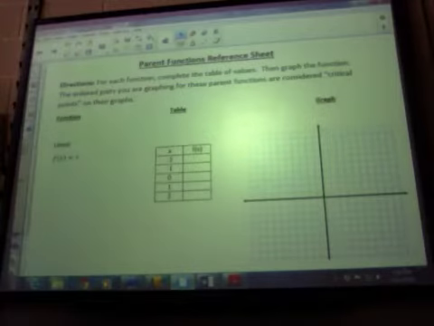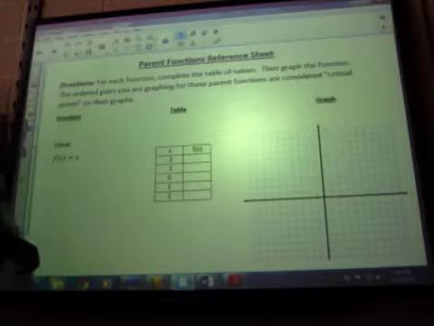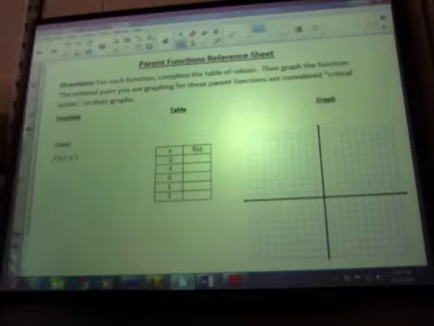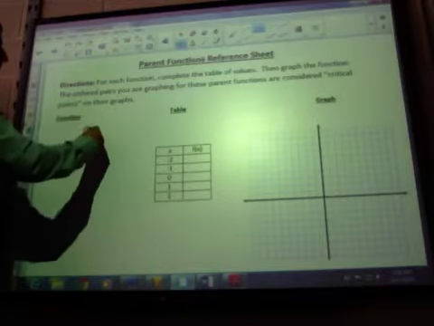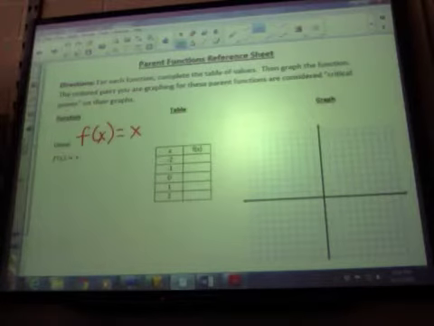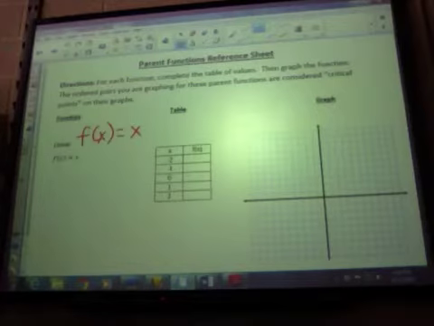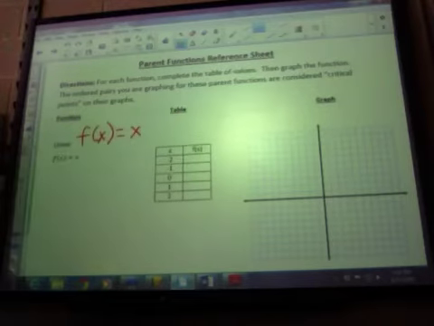Hey everyone, we're going to examine 6 parent functions that we're going to be using in class, starting with a linear function. Many of you dealt with these, or all of you dealt with these in Algebra 1. The equation for the linear function is f of x equals x. And you probably remember some linear functions like y equals mx plus b with a different y-intercept and a different slope. But this is the parent function. This is one with a y-intercept of 0 and a slope of 1.